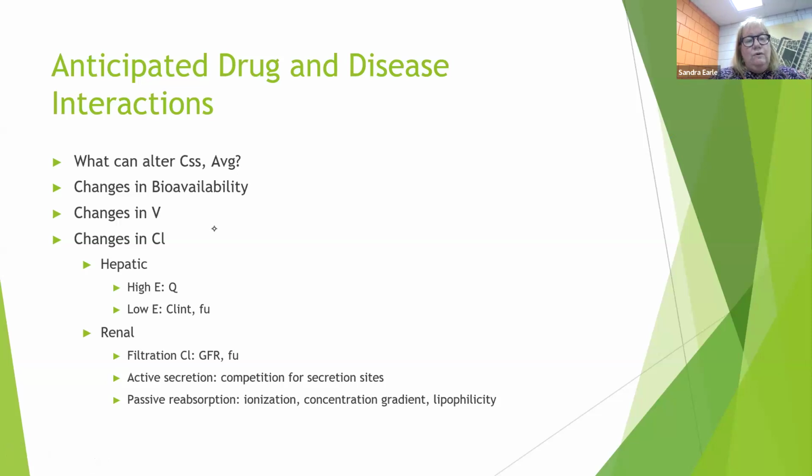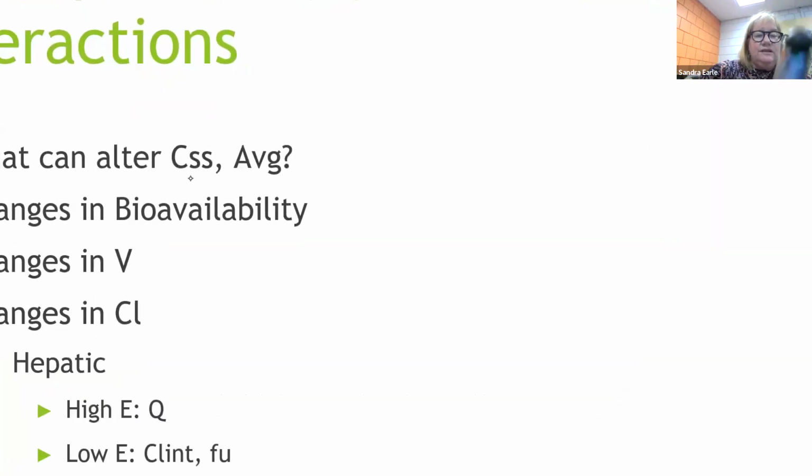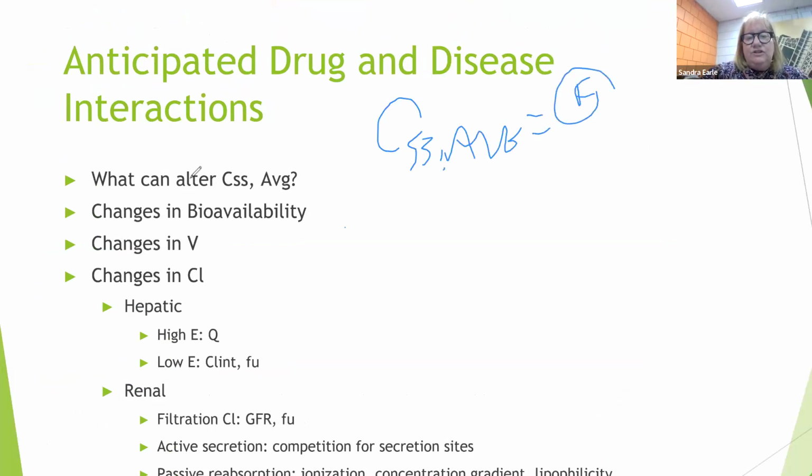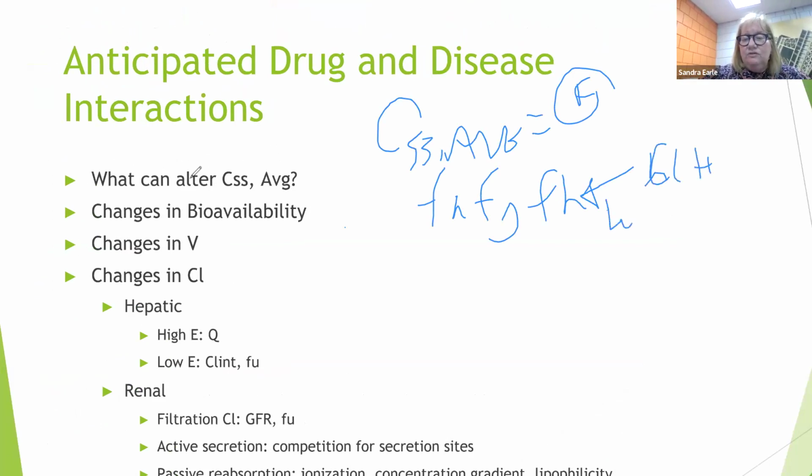Okay, so what can alter CSS average? Well, you can name a bunch of things. That's what we've been doing all semester, right? Anything that alters bioavailability, which is FA, FG, and FH. We know FH is going to be dependent on whether it's hepatically cleared: is it a high or low E drug? And then you've got all the things that will affect FA and FG.